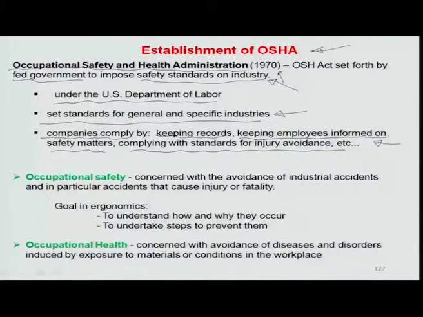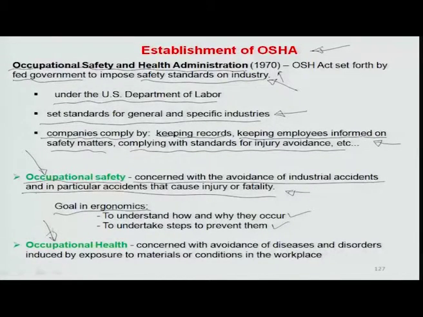So, what is occupational safety? Definitionally it is concerned with the avoidance of industrial accidents, and in particular accidents that may cause injury or fatality. The goal in ergonomics really is to understand how and why some of the injuries would happen, and what kind of steps can be undertaken to prevent them, and so this issue is being addressed very well through organizations like OSHA. The other issue is occupational health.